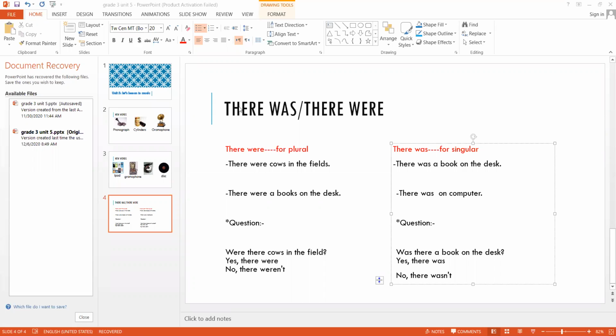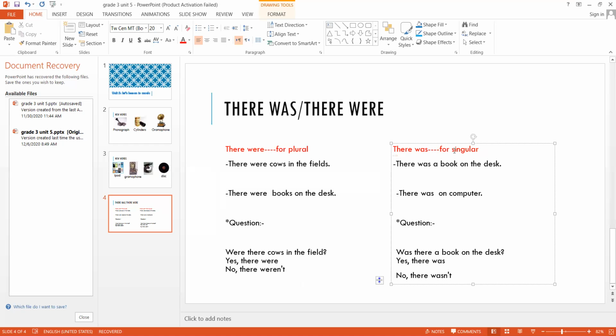Today we have the grammar lesson, which is there was and there were. There were for plural. There were cows in the fields. There were books on a desk. Question: were there cows in the field? We answer with yes, there were, or no, there weren't.